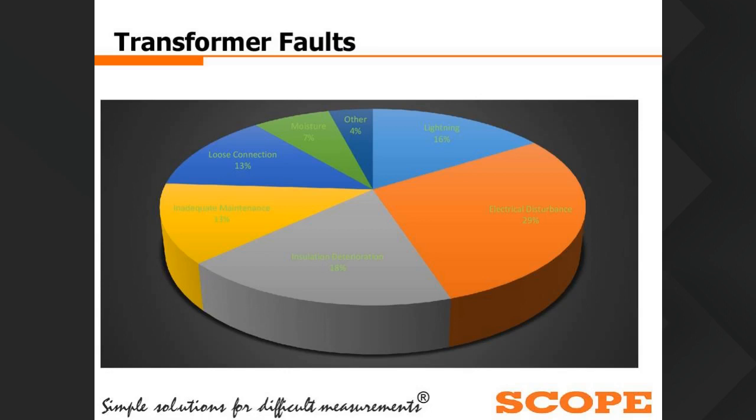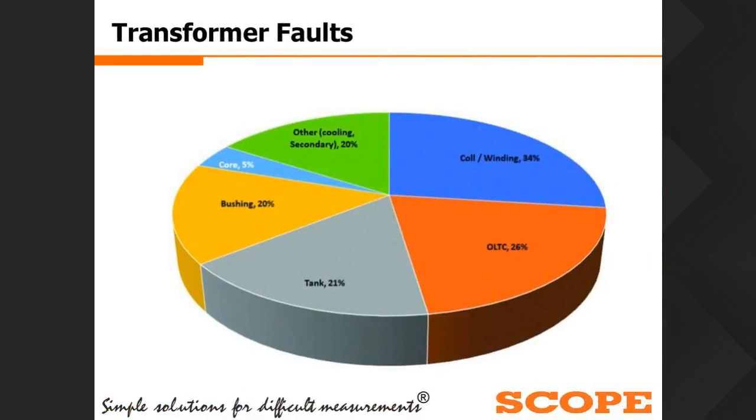Moisture content in oil or insulation causes 7% of faults. And lightning, through damage of the insulation, causes 16%. And other causes are 4%. So this is all the data I have taken from the IEEE paper.